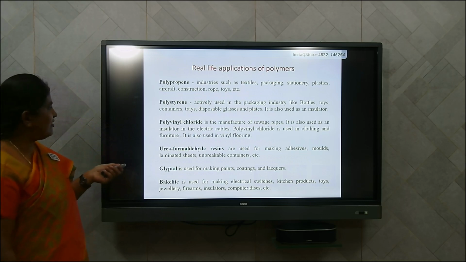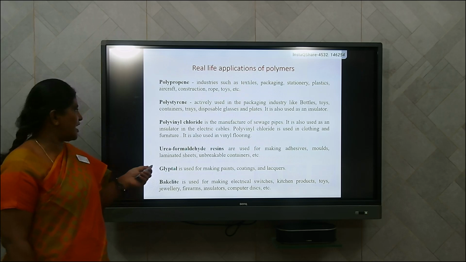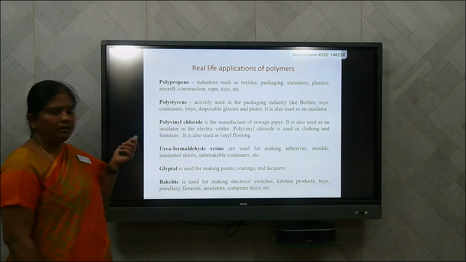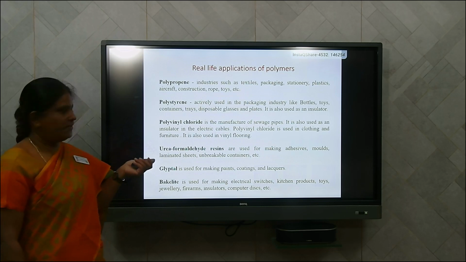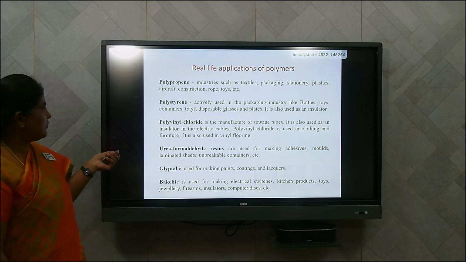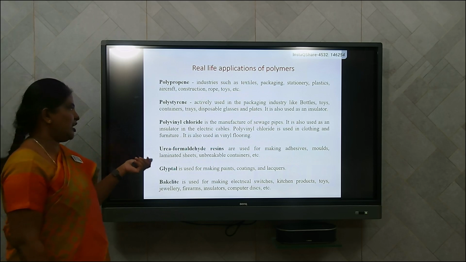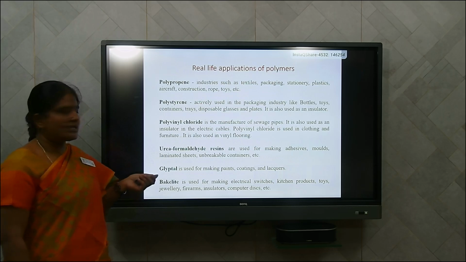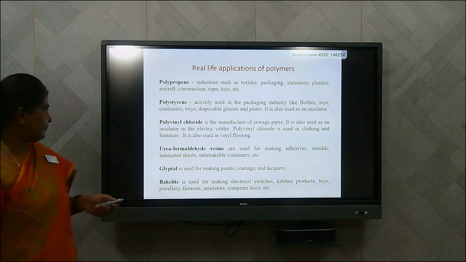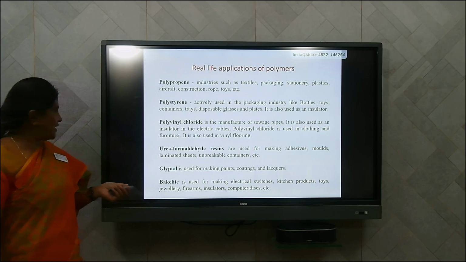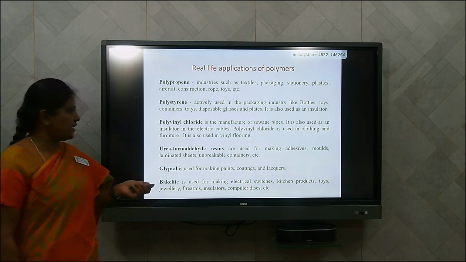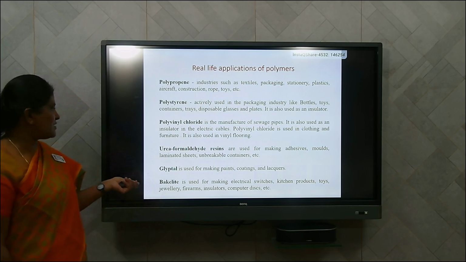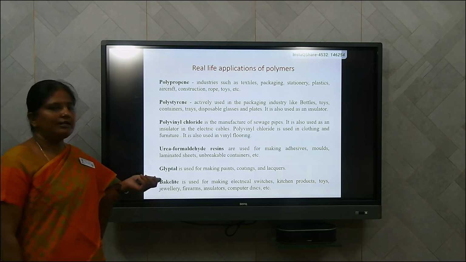Next, coming to polyvinyl chloride, you are familiar with that. Polyvinyl chloride is used in the manufacture of pipes, isn't it? It is also used as an insulator in electric cables. Polyvinyl chloride is used in clothing and furniture. It is also used in vinyl flooring. Next one is urea formaldehyde resins, which are used for making adhesives, molds, laminated sheets, unbreakable containers.